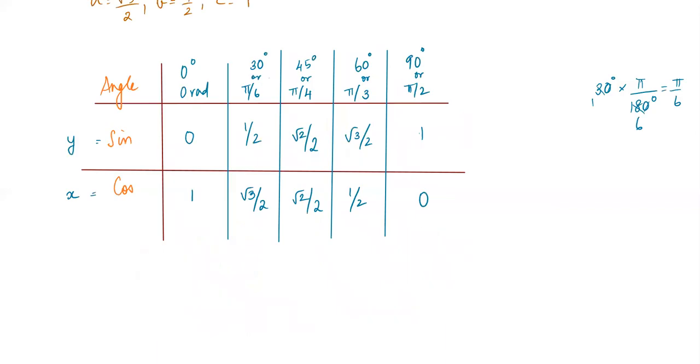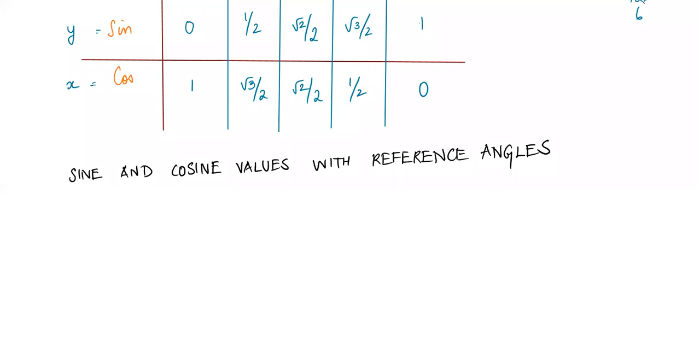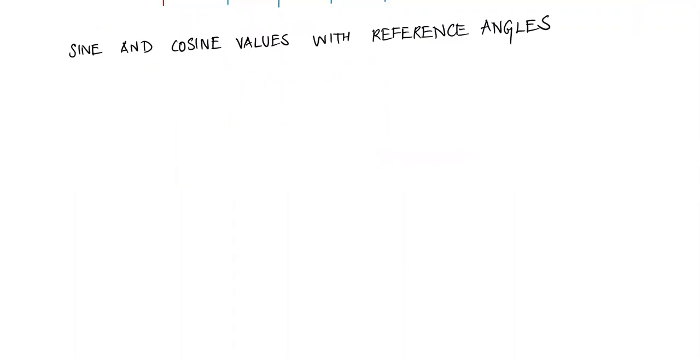And then we have the other objective that we'll be looking at now. The objective here is to figure out sine and cosine values with reference angles. So you have the angles, and the values are these coordinates. That's what we mean by values. So how do we find that? First of all, let's understand what reference angles mean.